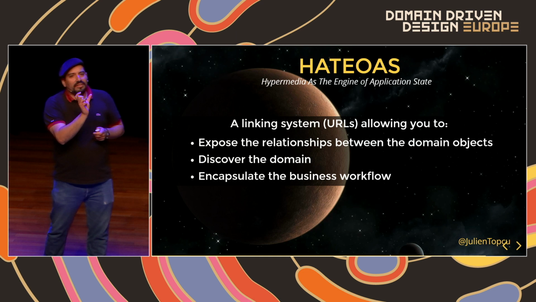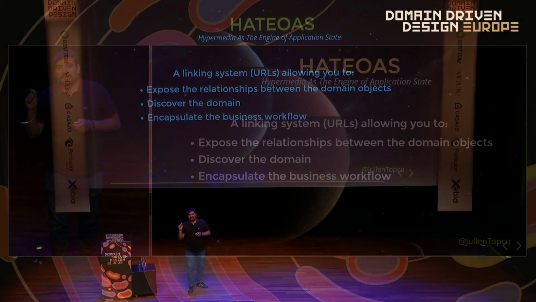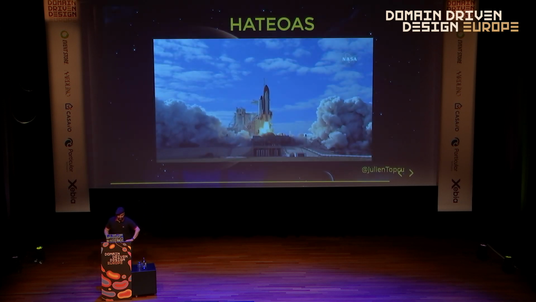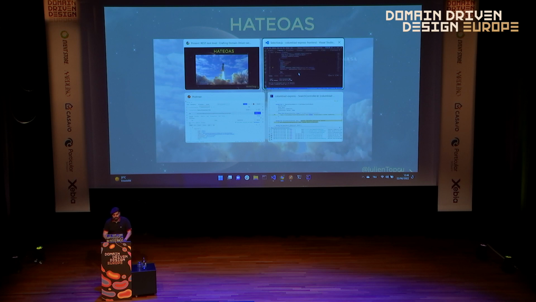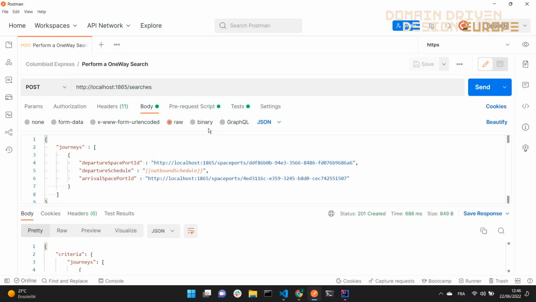And I really like "engine of the application state" because it really sounds like, you know, a behavioral engine. And what is HATEOAS? This is a linking system that will allow you to expose the relationship between your domain objects, discover the domain, and be able to encapsulate the business workflow. So I will do a little demonstration of that because my API is developed with it. The only thing the consumer needs to know is the first URL to contact the backend.